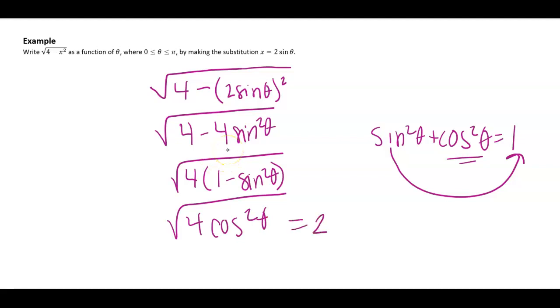Well, that would be 2 square root of 4 cosine theta. And so that would now be a function of theta that I'm replacing this here with. That would mean the same thing as this expression here.